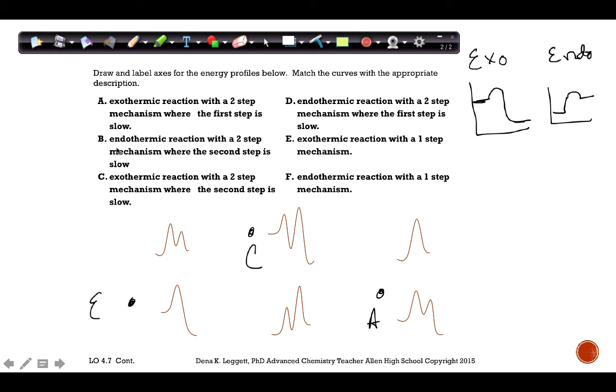All right, so endothermic with a two-step mechanism where the second step is slow. An endothermic with two steps, so this one or this one, and the second step is slow, so the second step has to have a higher activation energy, so that has to be B. Now let's look at this one. An endothermic reaction with a two-step mechanism where the first step is slow, so this one is higher than the second, so that one. And an endothermic with one step should be F.